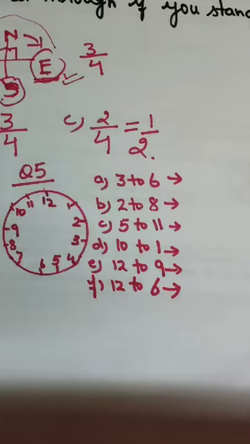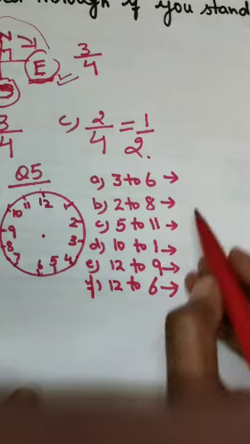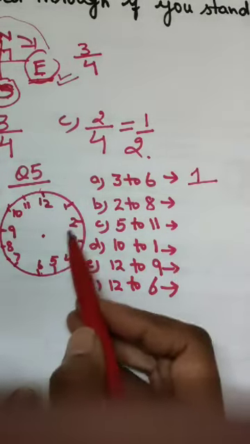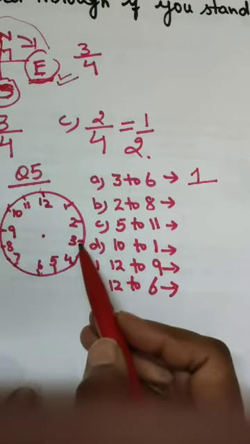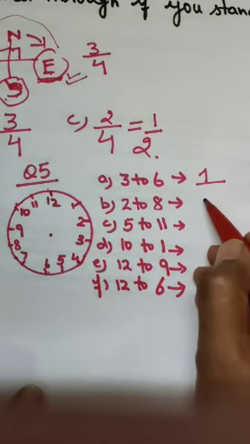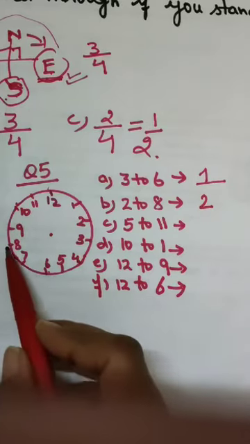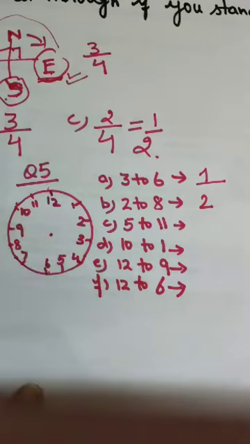So this is question number 5. Find the number of right angles turned through by the hour hand of a clock when it goes from 3 to 6. Differences of 3 numbers, so means 1 right angle. From 2 to 8, count differences of 1, 2, 3, 4, 5, 6. 6 numbers, so it has covered 2 right angles. From 5 to 11, differences of 1, 2, 3, 4, 5, 6, so it is 2 right angles.